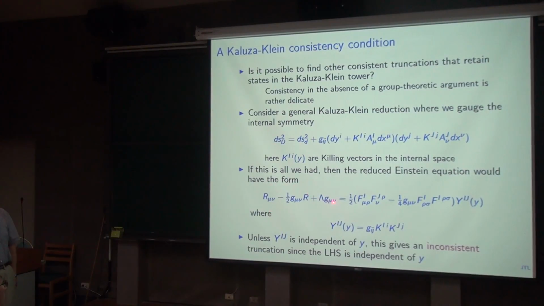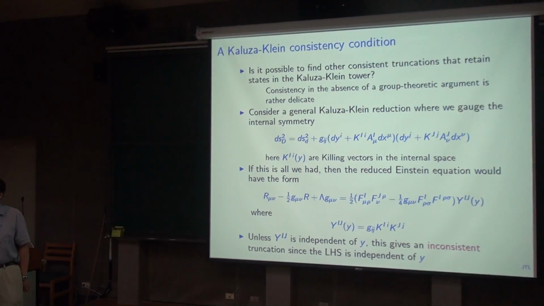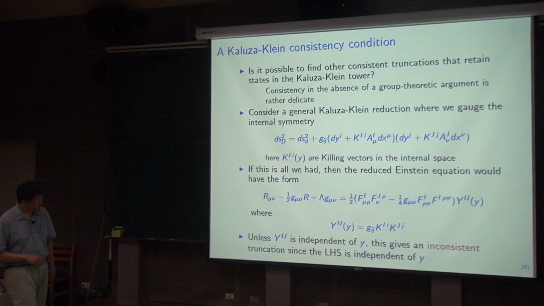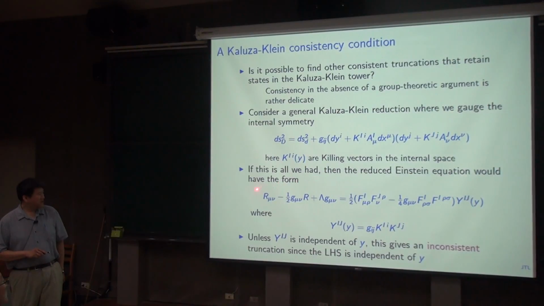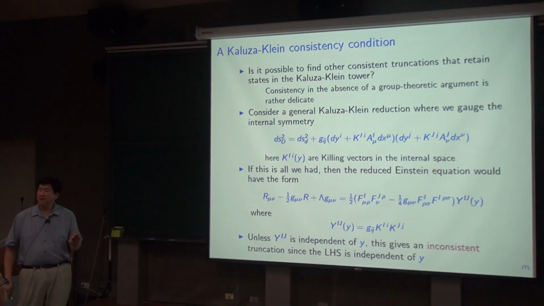The left-hand side is the Einstein tensor constructed out of my lower dimensional metric over here. This is a lower dimensional quantity. There's no y dependence over here. There's no internal space dependence on the left-hand side. The right-hand side has Killing vectors, which may or may not have y dependence. If the Killing vectors here depend on y, which they do for the non-abelian symmetries, then I have y dependence on the right-hand side and no y dependence on the left-hand side. That would be inconsistent.